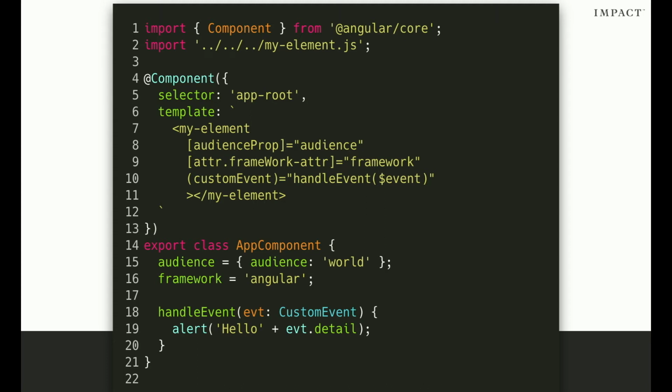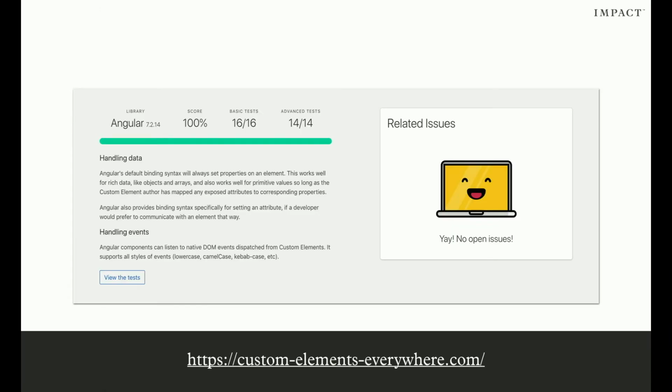If you want to bind to an attribute, you put attr. in front of the binding, and then it's going to bind directly to an attribute instead. Pretty standard. Listening for an event is just like listening for an Angular event, so you put the event name in the parentheses, and that adds the event listener for you and calls your function. All that kind of stuff is great. So on custom elements everywhere, and in all the tests that I've done, Angular scores 100% on using custom elements. It's just a perfect fit.